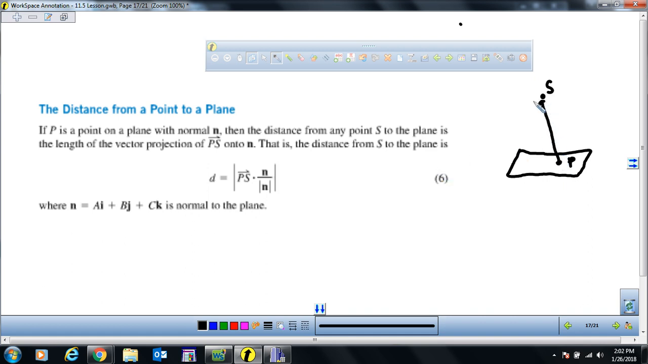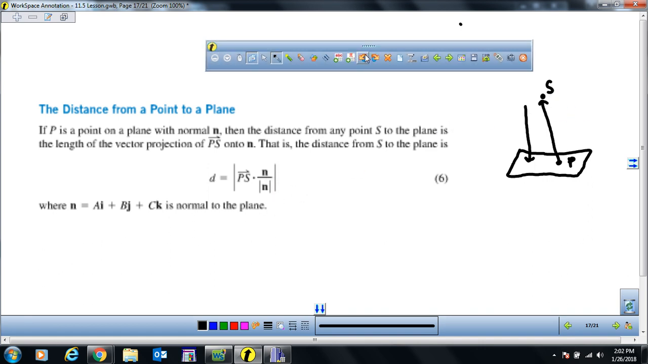So we need to find that vector PS, and then we need to do the dot product of that vector with a normal vector of that plane in the direction of that plane. Remember that a normal vector to a plane is perpendicular to the plane, and we want the smallest possible normal vector in the direction of n. Remember, n divided by the magnitude of n is the unit vector in the direction of n.